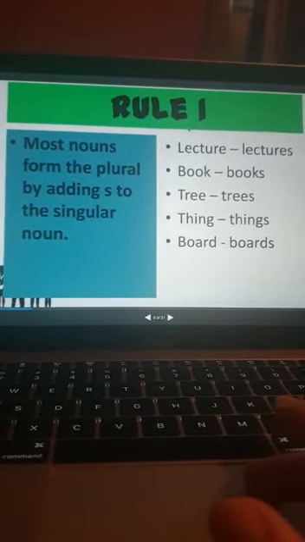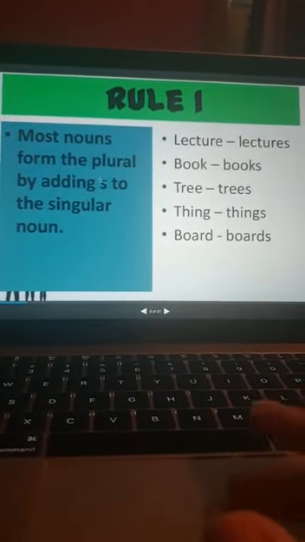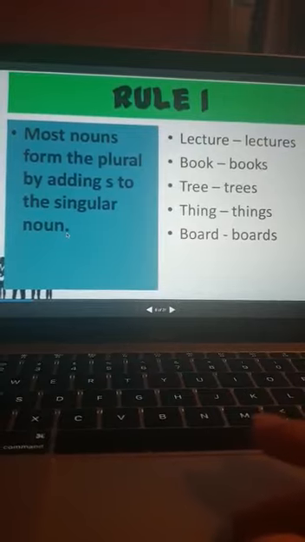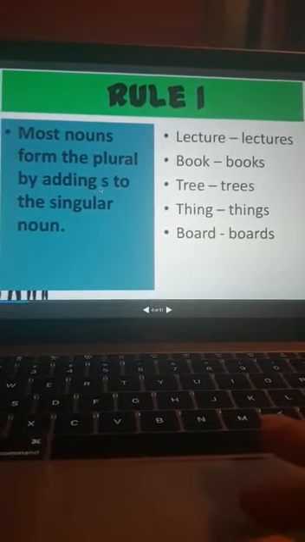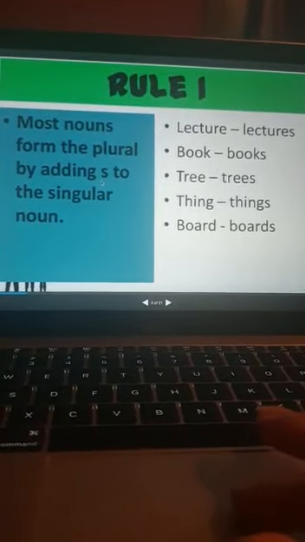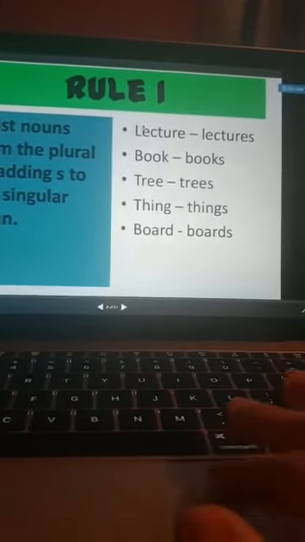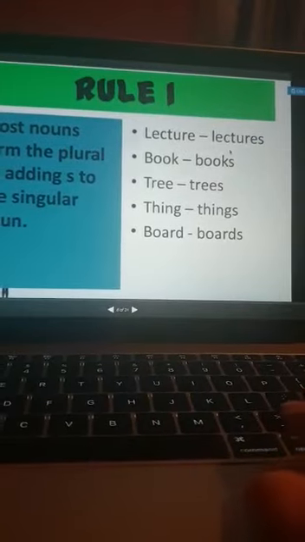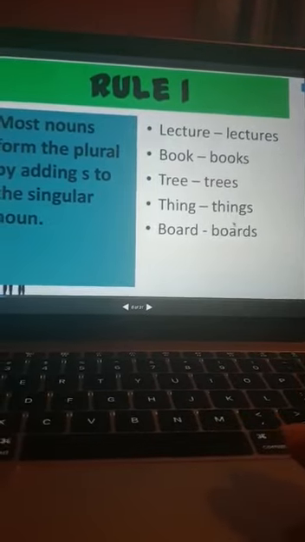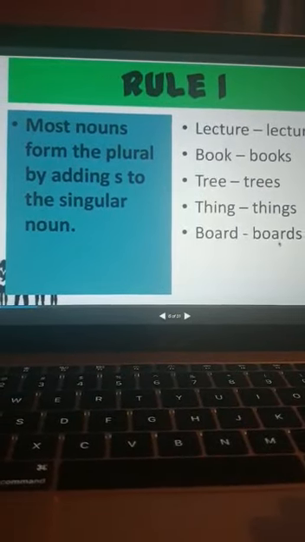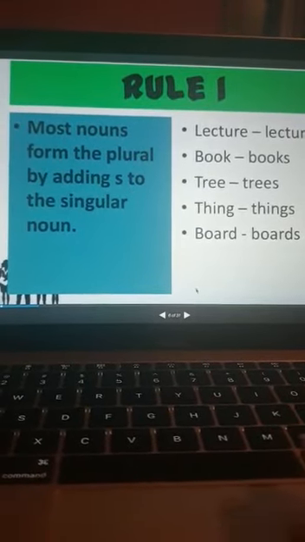So rule 1, which is that most nouns form the plural by adding just s to the singular noun. That means when we change a singular into plural, for most of the nouns we add s at the end. Like I just said, boy becomes boys. So here are some examples: lecture, lectures, book, books, tree, trees, thing, things, board, and boards. And there are many more examples. So what is the first rule? When we add s to the singular.